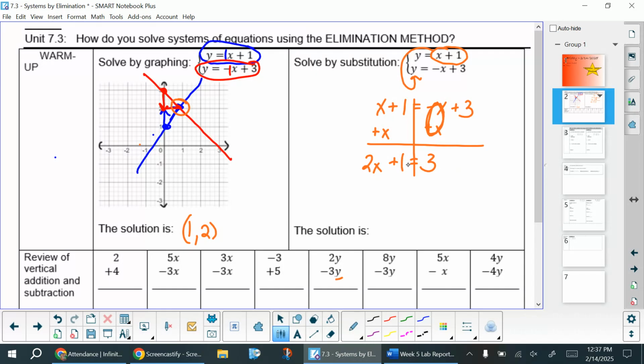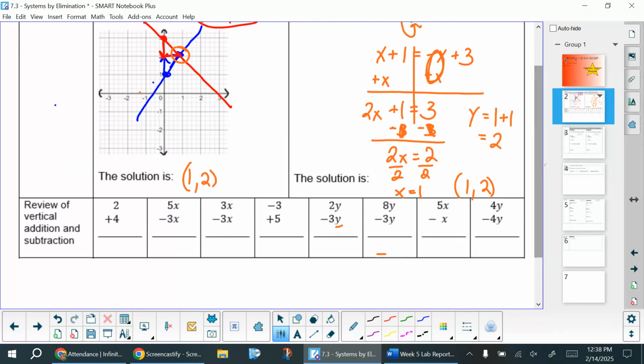And now I can solve this equation by subtracting 1 from both sides. 2x equals 2. Divide by 2, so x equals 1. And then I'll plug it back into this equation, so y equals x plus 1. Well, if x is 1, it's going to say y equals 1 plus 1, which of course is 2. And then I'll write my coordinates 1, 2. So you can see we get the exact same solution both times. It doesn't matter which method we use, we need to get the same solution.